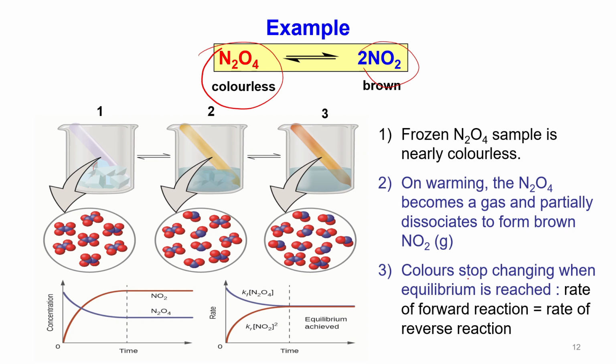The colors stop changing when equilibrium is reached. Okay, warna akan berhenti, okay, berubah bila keseimbangan tercapai, meaning that the rate of forward and reverse reaction is equal. So these are the example. We use N2O4. Next, we proceed to law of mass action.